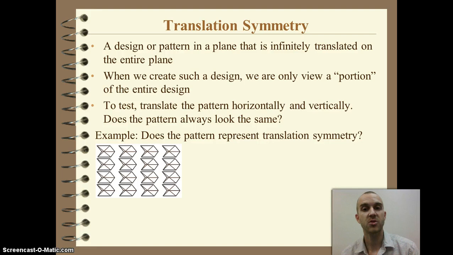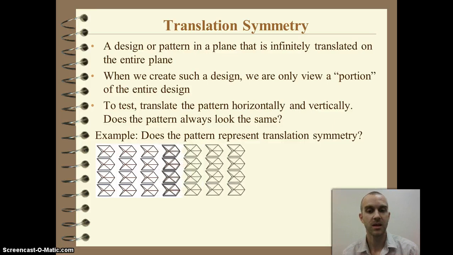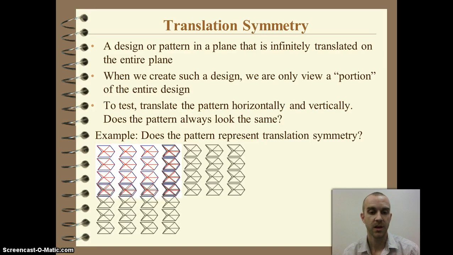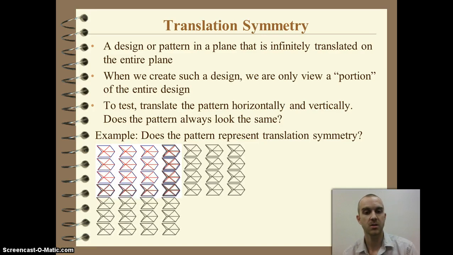Within translations, we can have translation symmetry, which is when a design or pattern can be infinitely translated on the plane. While we view only a portion of the design, we do want to test both looking vertically and horizontally to make sure that pattern will always look the same. So here's an example of a pattern. If I shift it horizontally, I would see that the pattern continues to go. And if I shift it vertically and I line up, I would see that the pattern will continue if I went downward. So it goes both horizontally and vertically, therefore this would be a pattern with translation symmetry.